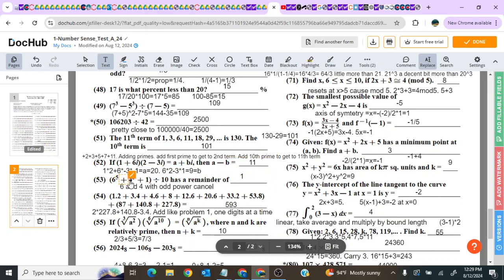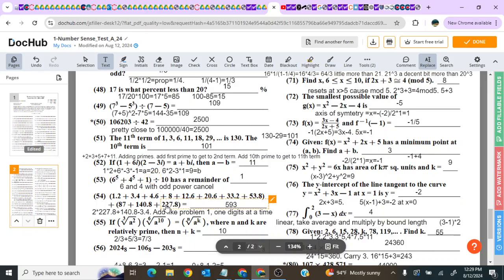53, 6 to the power 5 plus 4 to the power 5 plus 1 divided by 10 has a remainder of what? Well, these numbers are both the same distance from 0 and 10 respectively, and their powers are odd, which means they cancel each other out, basically. If you go through a few powers with odd powers on the top, you'll see that they cancel. So all you have left is this 1, so your remainder is 1.